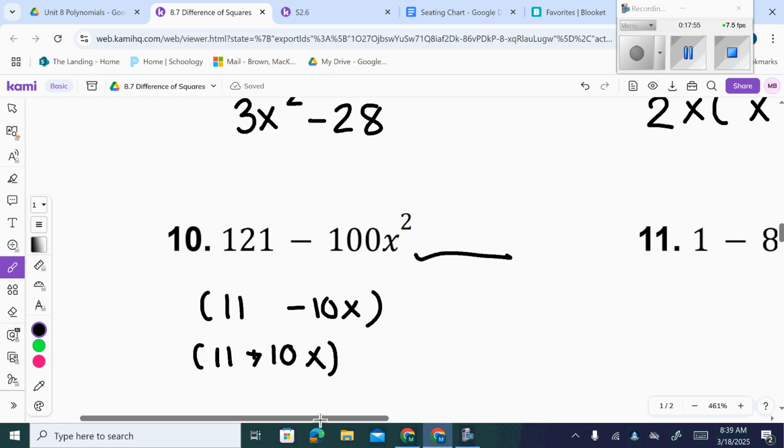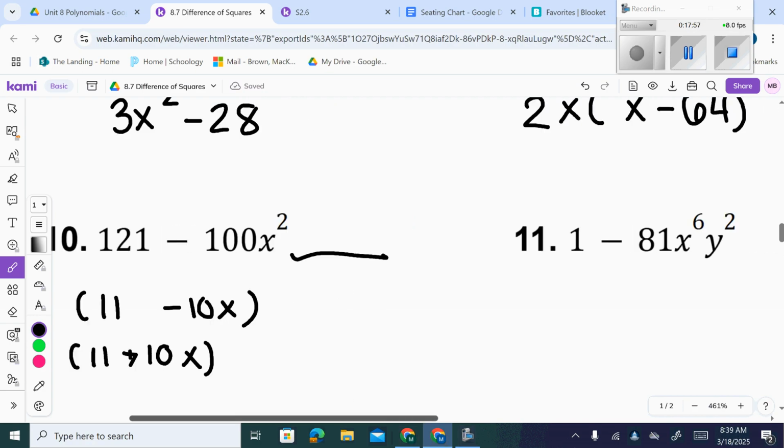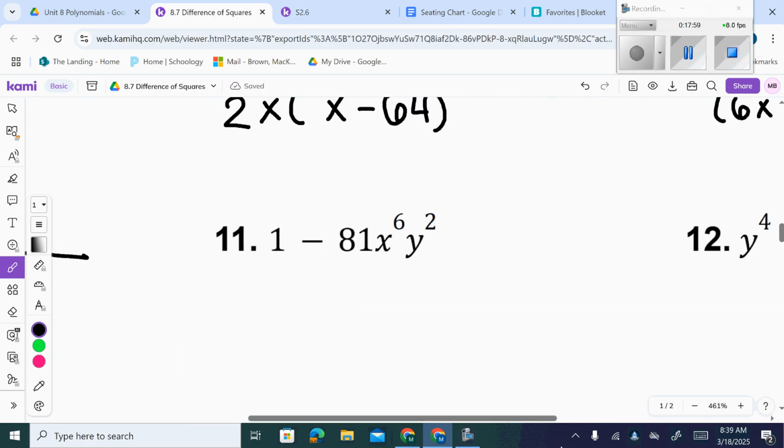Good. 11 plus 10x. Alright, what is funky about number 11? It's got a lot of variables. Alright, it's got variables and different exponents. So let's just go through it. Is 1 a perfect square? What's the square root of 1? 1. Is it subtraction? Is 81 a perfect square?